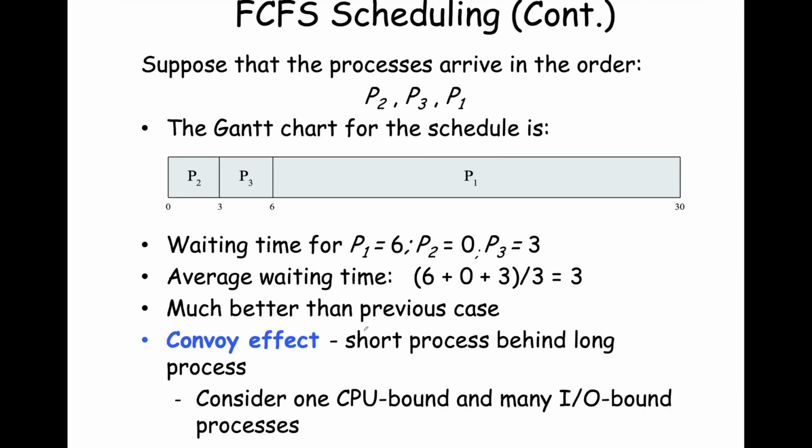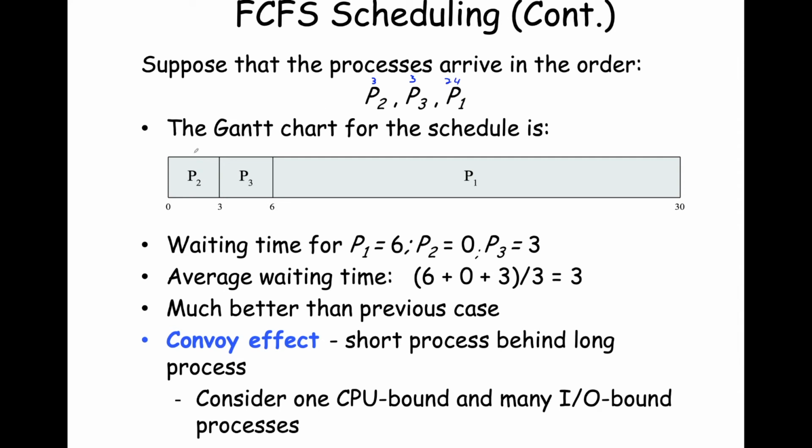Okay, so for first come, first served scheduling, suppose that these processes arrive in a different order. Now, if P2 comes first, and then P3 comes second, and P1 comes third, well, we order them differently. They're the same processes. We lay out the Gantt chart, and we're using the same burst time as before. So P2 has a burst time of 3, P3 has a burst time of 3 milliseconds, and P1 has a burst time of 24 milliseconds.